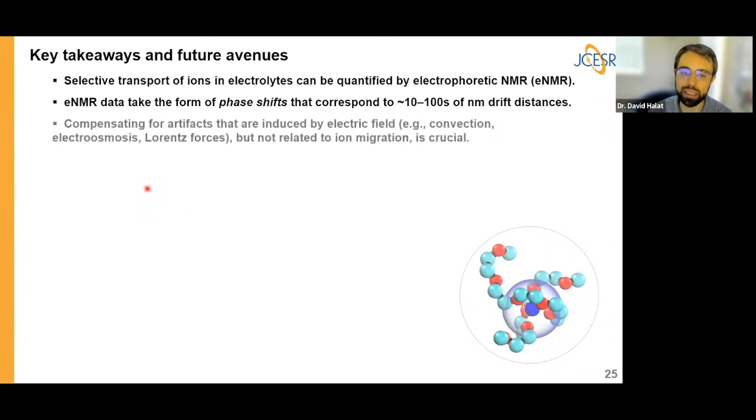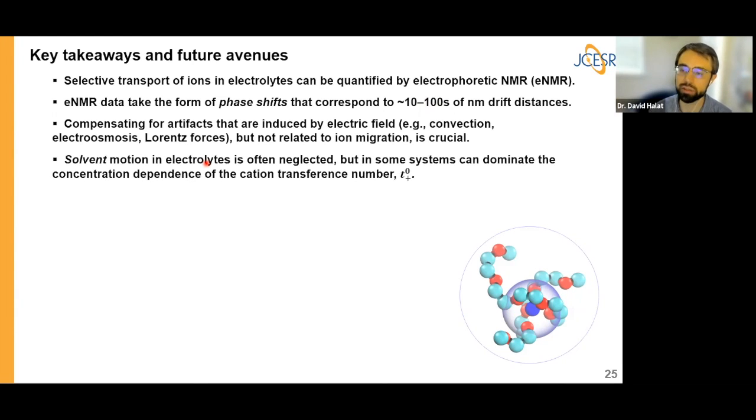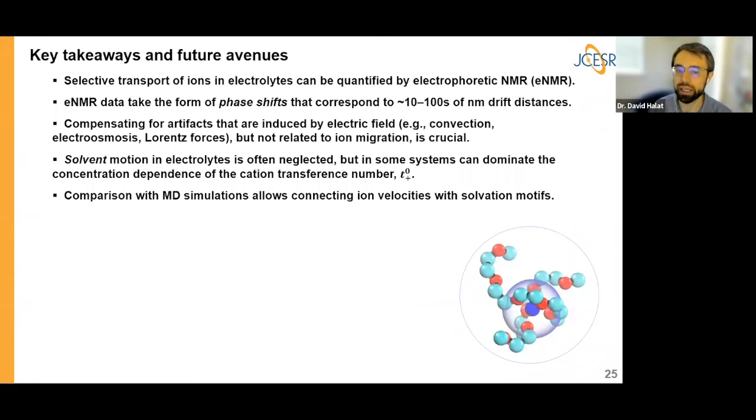But with this technique, we need to be particularly wary of sources of error. In particular, there are other sources of phase shifts that arise from spurious or real but undesired flow motion, such as natural convection, other flow artifacts, and Lorentz forces. If we take care of these artifacts, we can start to resolve some interesting phenomena, such as solvent motion, which, as I just showed, dominates the changes that we see in the transference number at moderate or high concentrations. Through MD simulations, we start to gain insights into why the species migrate the way that they do, which ultimately should enable us to make and use better electrolyte systems.